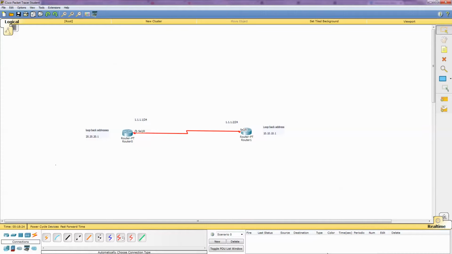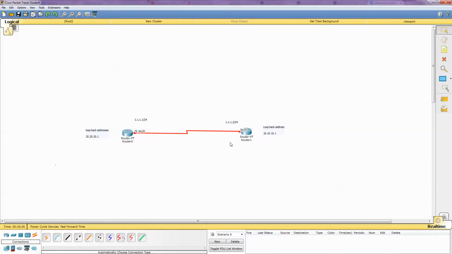Hi, this is Atik, and today we will discuss how to configure RIP routing protocol on Cisco routers. So here is the lab which we will configure.